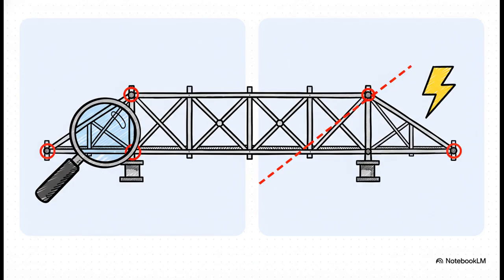Now, when we want to figure out the forces inside a truss, there are two main ways to go. The method of joints is the straightforward way. You just go through and analyze every single connection one by one. It works. But the method of sections, that's where things get really clever. Say you only care about the force in one specific beam in the middle of a massive bridge. You don't need to analyze the whole thing. The method of sections lets you zoom right in on that one piece and get your answer in just a couple of steps. It's an incredible time saver.